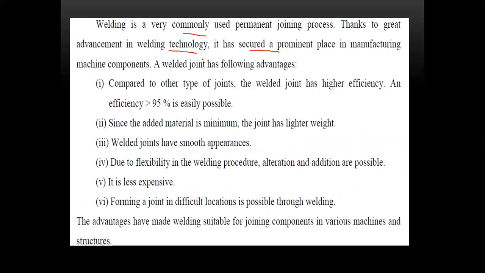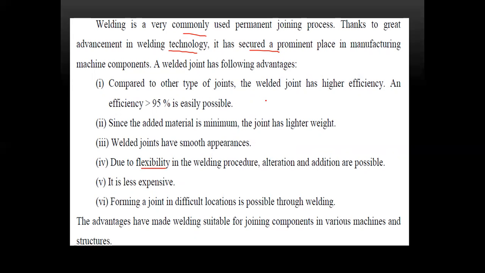A welded joint has the following advantages. What are the advantages? It is a less expensive concept. Forming a joint in difficult locations is possible through welding. Next, welded joints have smooth appearances. Due to the flexibility in the welding procedure, alteration and addition are possible. Next, since the added material is minimum, the joint is of lighter weight.